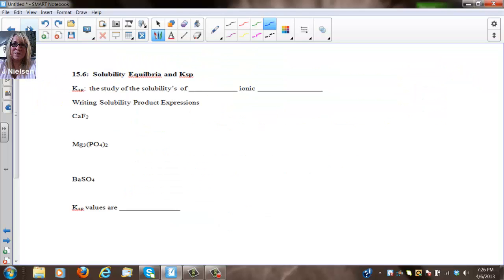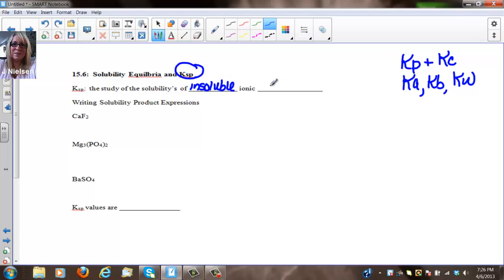Okay, last section, solubility equilibria and Ksp. Just on a side note, we've studied Kp and Kc, and we just finished studying Ka, Kb, and Kw. Now I'm going to introduce Ksp. It is the last of the Ks, and it is the study of the solubilities of insoluble ionic compounds.